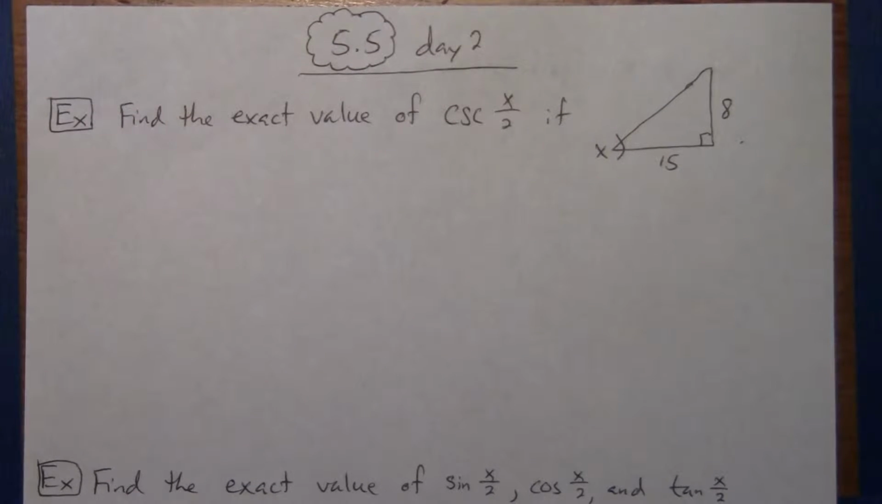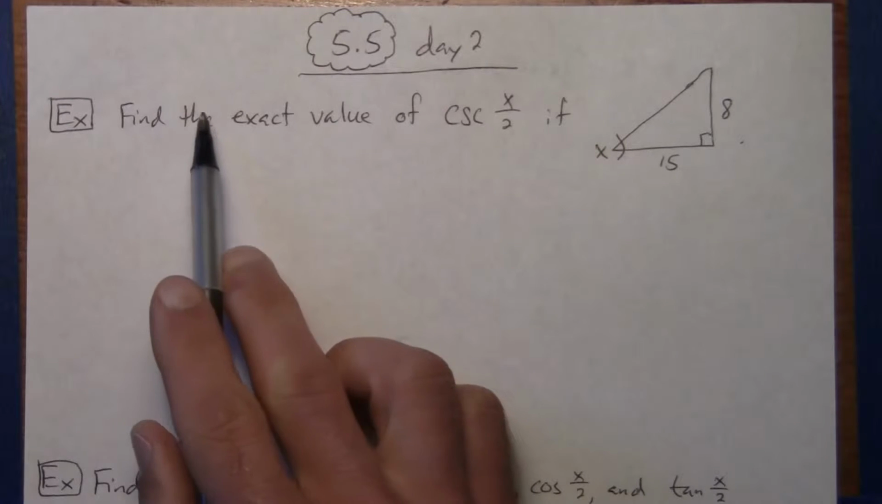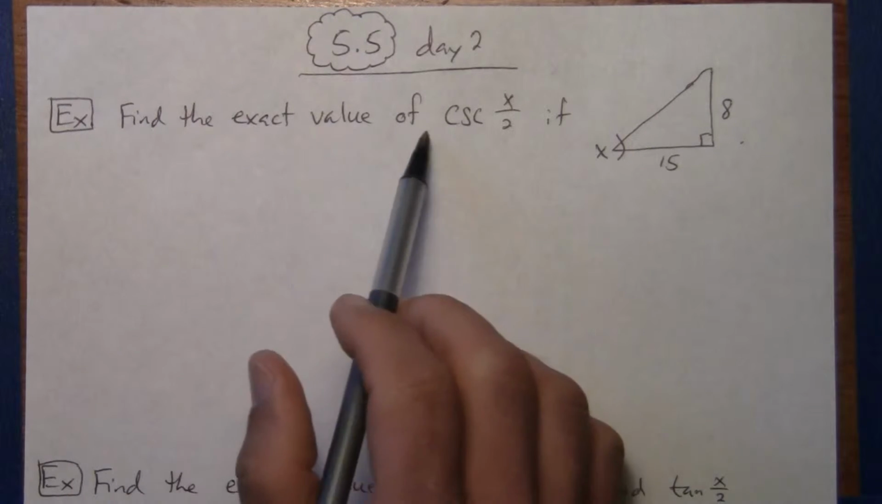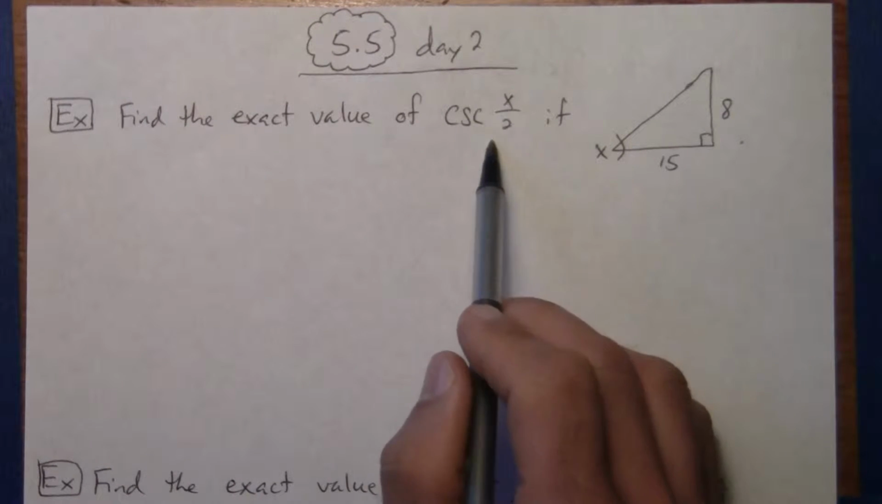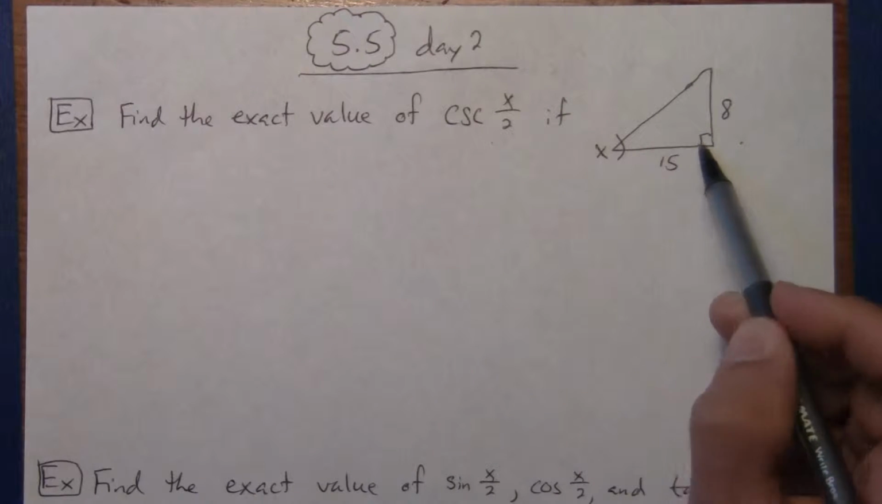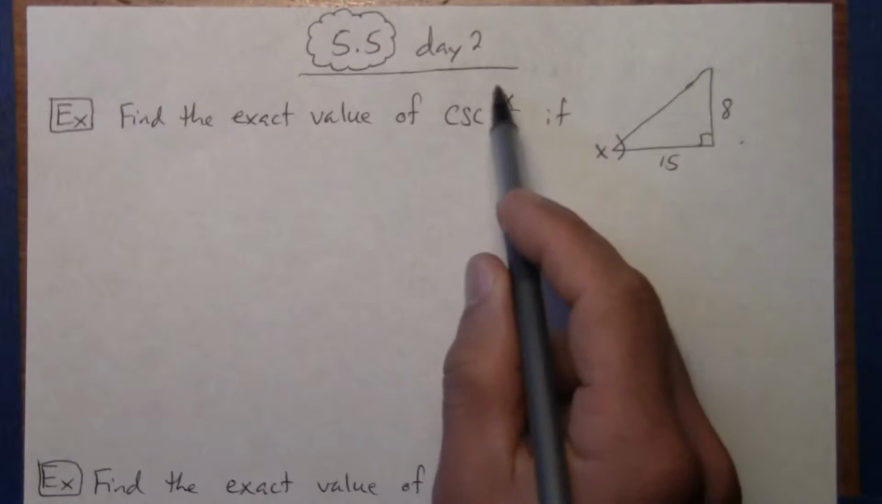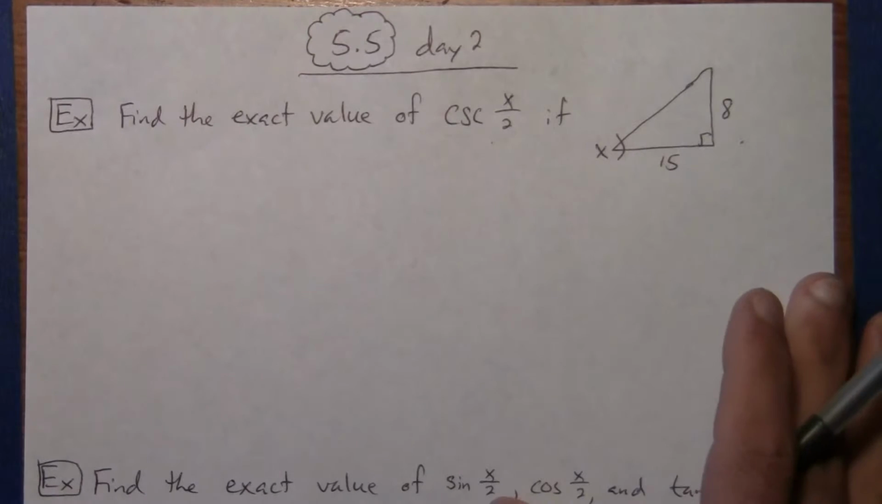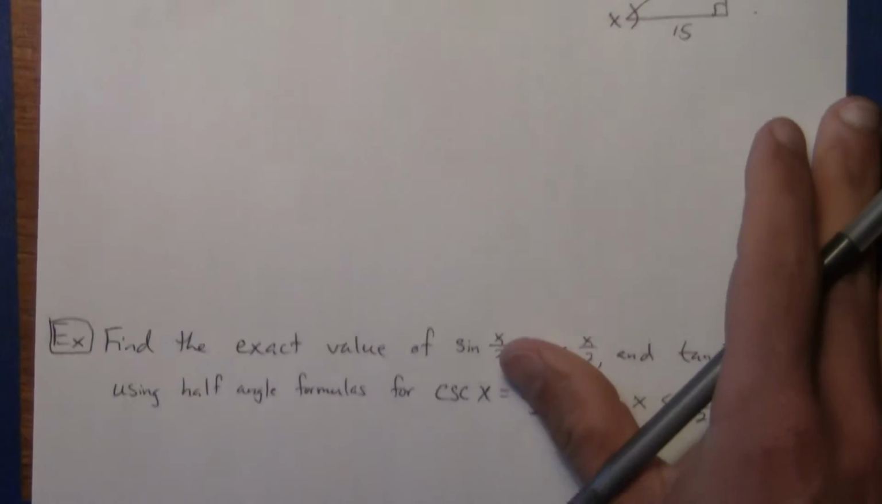Alright, in section 5.5, day 2, I'm going to look at 3 problems to help you out. First one is going to ask you to find the exact value of the cosecant of x over 2 if, and then they give you a triangle. So you should be able to identify that that's a half angle formula because it's x over 2. So hopefully you can quickly identify which formulas to use.